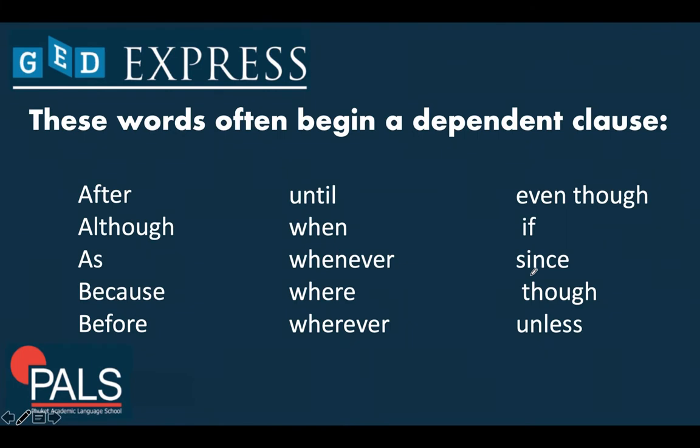Here are some of the words that often begin a dependent clause. After, although, as, because, before, until, when, whenever, where, wherever, even though, if, since, though, and unless.